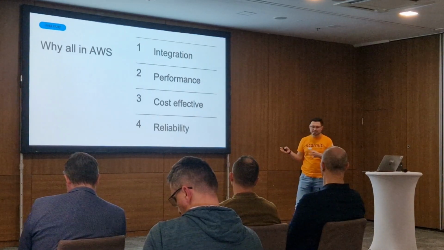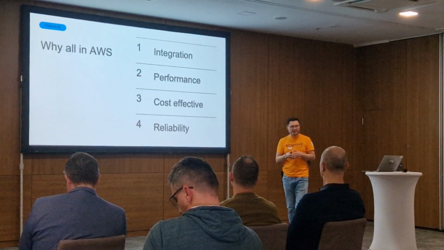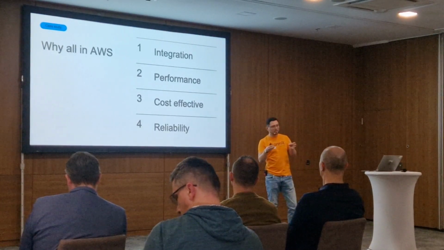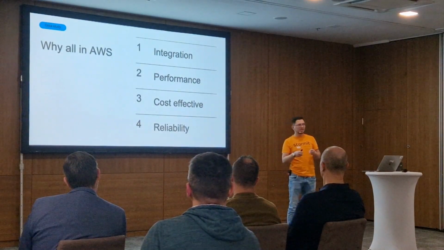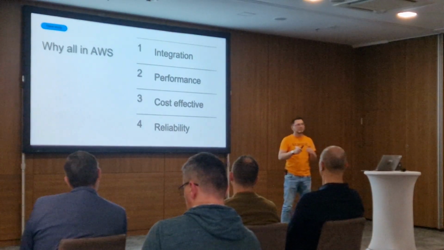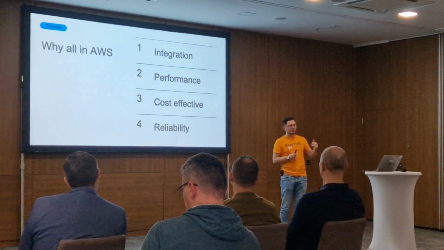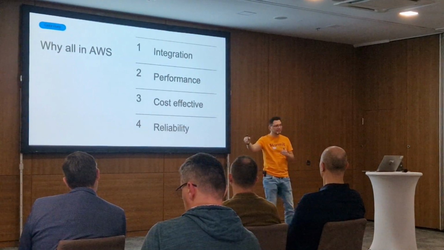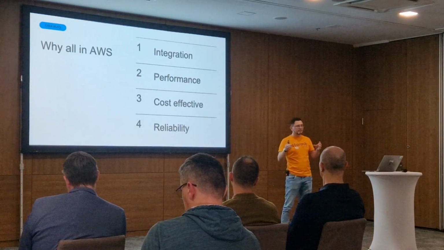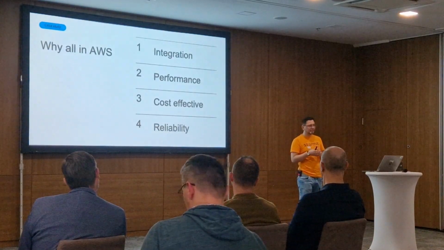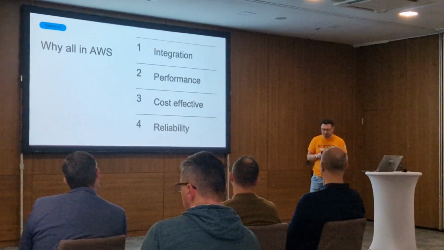In terms of performance, obviously it's the same story as before. AWS is actually built to work together, so the performance is way higher. If they needed to store video in one place, they would use another CDN provider, then process the video somewhere else. So having everything in one place helps the performance as well.